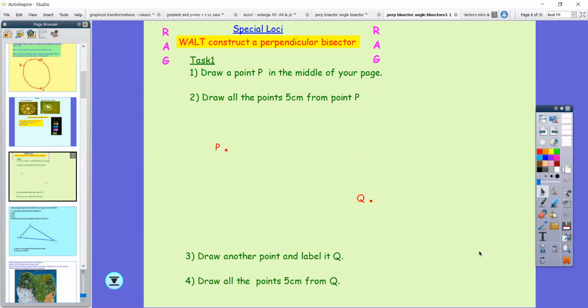So this: draw all the points 5 centimetres from point P. What does that mean? Let's see them getting the ruler out, but without actually telling them what to do. I don't get the compass out at this stage. They have to think. I'm trying to make them do as much thinking as possible. If you say, "Oh, draw a circle," that might be a discussion point. If you say draw a circle, you're taking away their opportunity to think about what they're actually trying to do there.